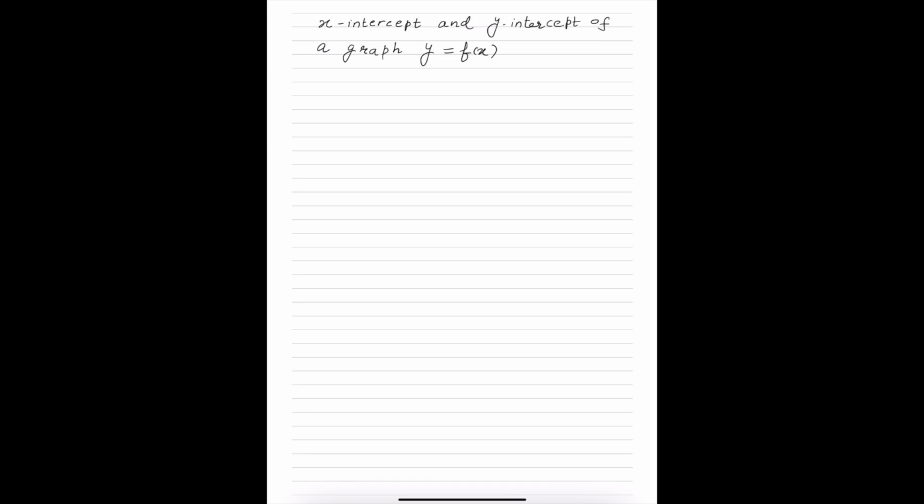In this video, we are going to talk about x-intercept and y-intercept of a graph y equal to f of x. For this, we will consider one graph, y equal to x plus 2. It's a graph of a function. So let's have a look at the sketch.